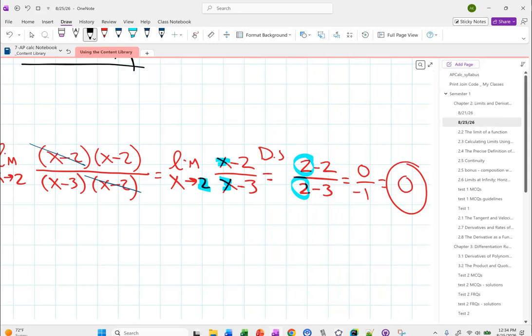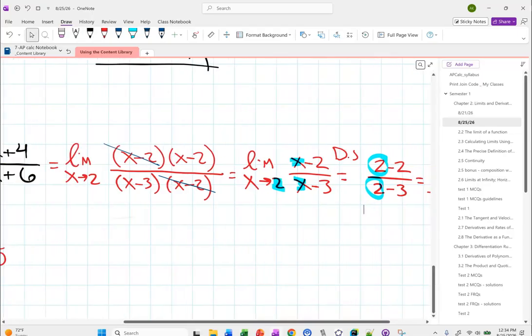Should we look at a different trick? Sure, yeah, I think we should.